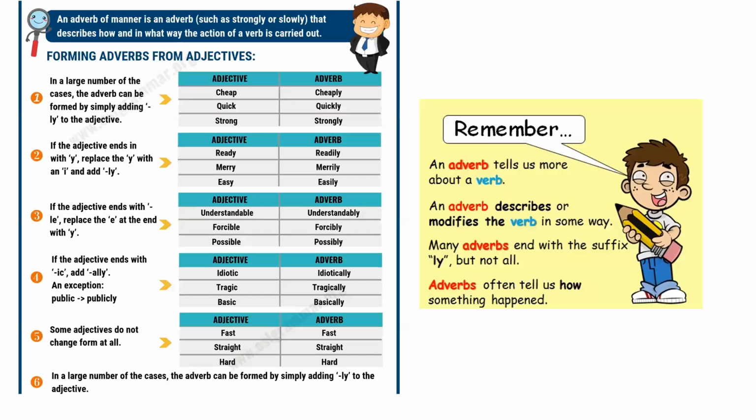So this is a summary chart with the same rules that I said. We have another chart showing how an adverb of manner describes how and in what way the action of a verb is carried out. And we have, for example, forming adverbs from adjectives, with the same rules.